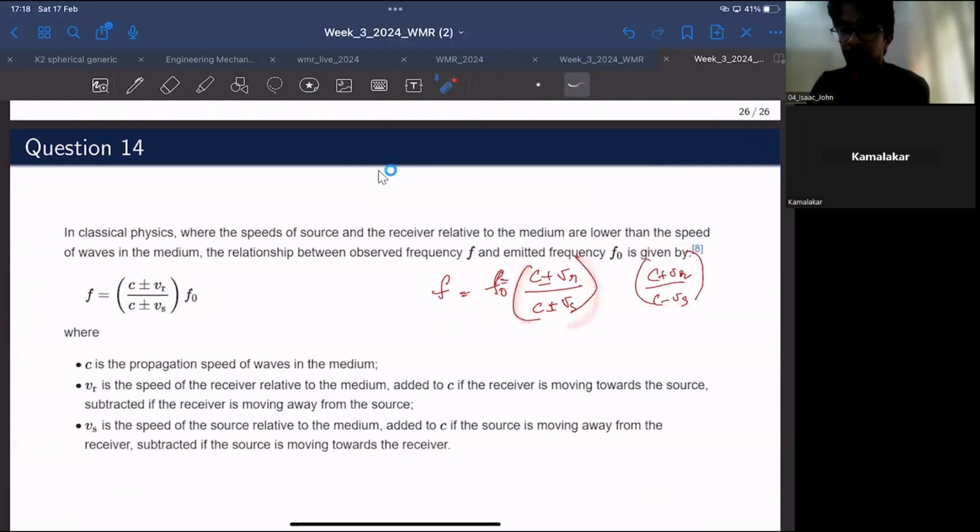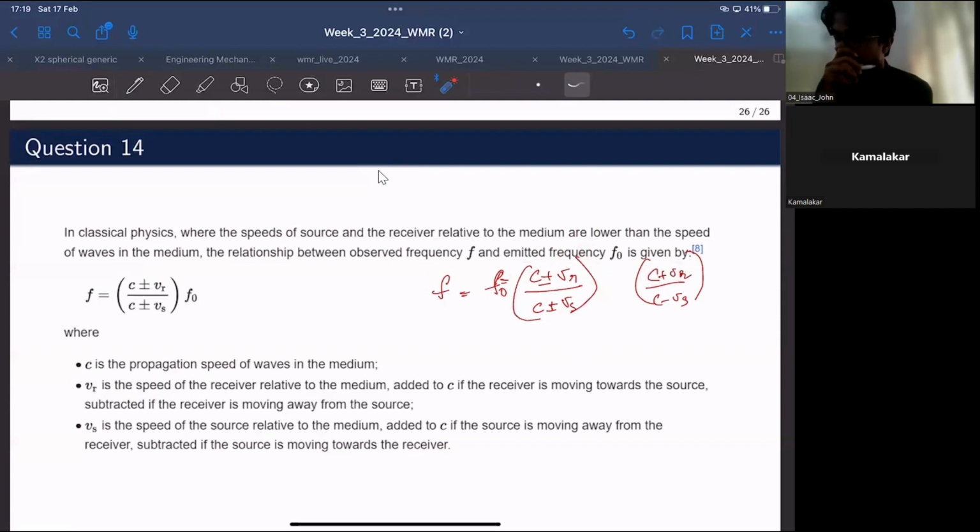So C plus Vr by C minus Vs will give you the largest numerical value for the term under this bracket. So either the transmitter is moving towards the receiver, or the receiver is moving towards the transmitter, you have to maximize the numerical value inside this parenthesis. You can do that by maximizing the numerator and minimizing the denominator, like so, C plus Vr by C minus Vs.